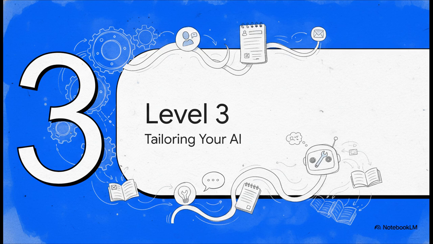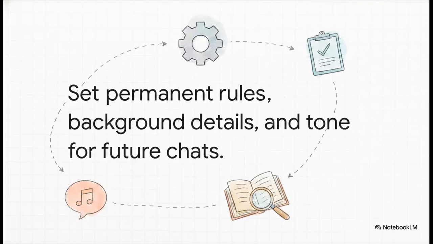This is all about making the AI uniquely yours so you never have to repeat your basic preferences again. There's this massively underutilized feature called custom instructions. Look, instead of typing, "Hey, I'm a high school science teacher and I want my responses to be fun for teenagers" every single time you start a chat, you can just set those permanent rules, background details, and tone preferences once in your settings. It then automatically applies to all your future chats.